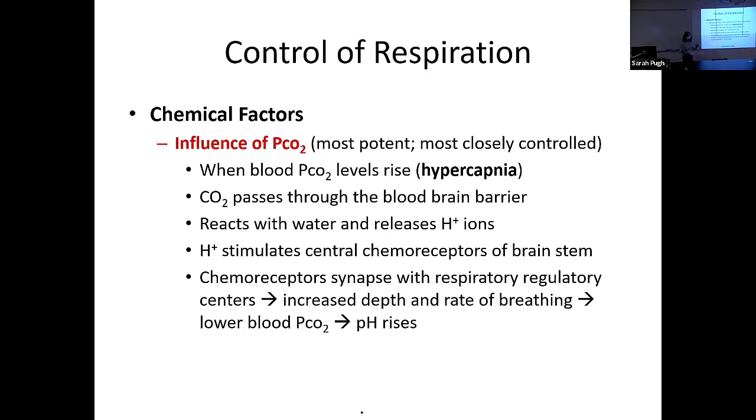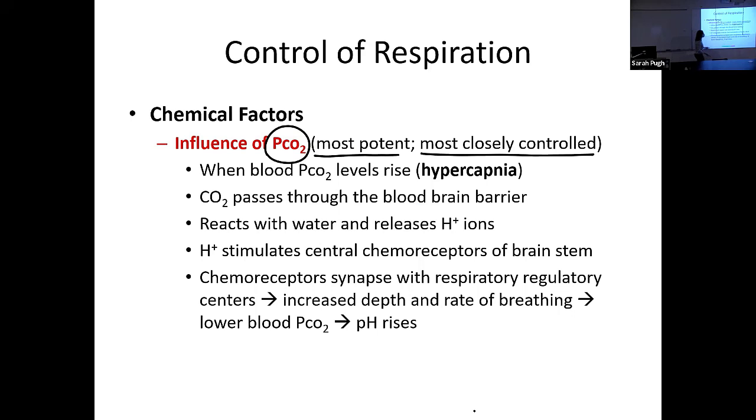Also, there are some chemical factors that can influence breathing rate. CO2 is the most potent, most closely controlled. What affects breathing rate the most is CO2 levels. CO2 is a waste. You've got to get rid of it. It's not oxygen levels. It's CO2 levels that control your breathing rate.